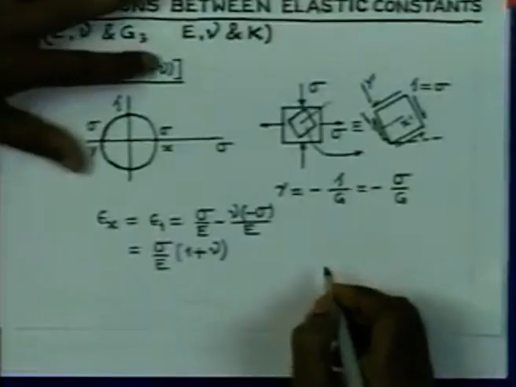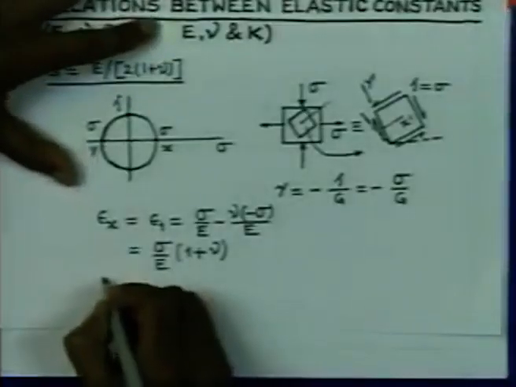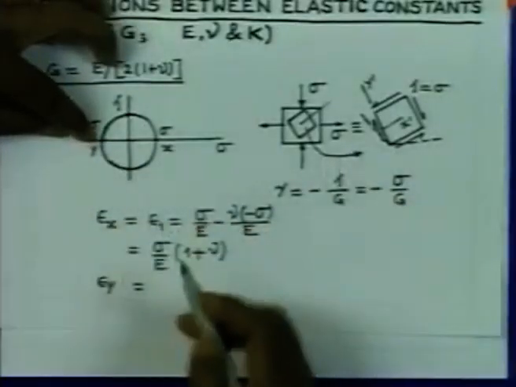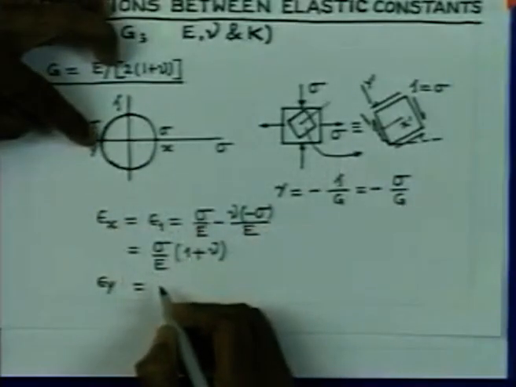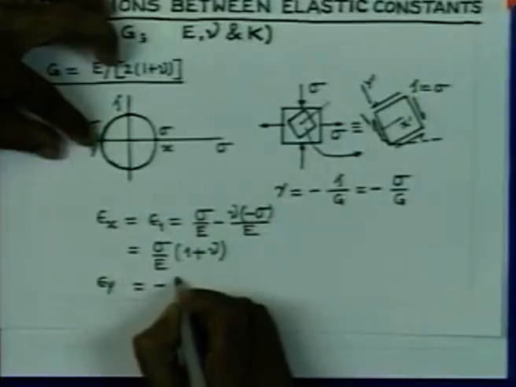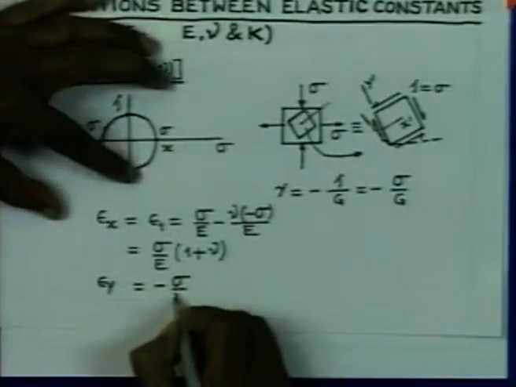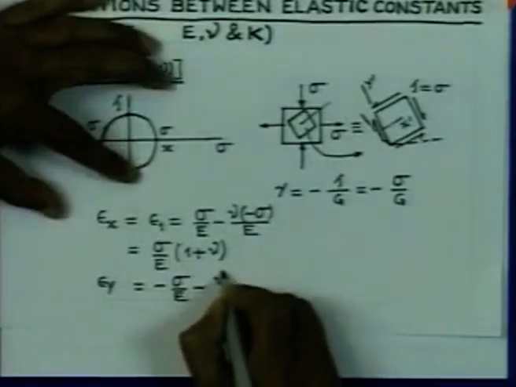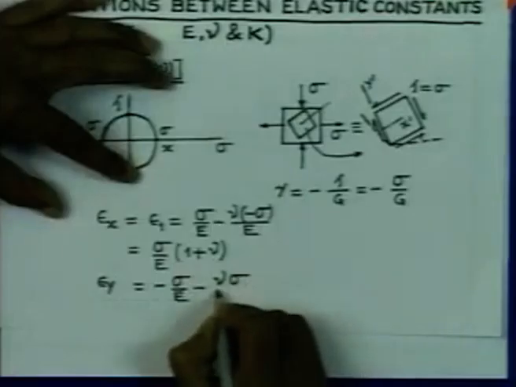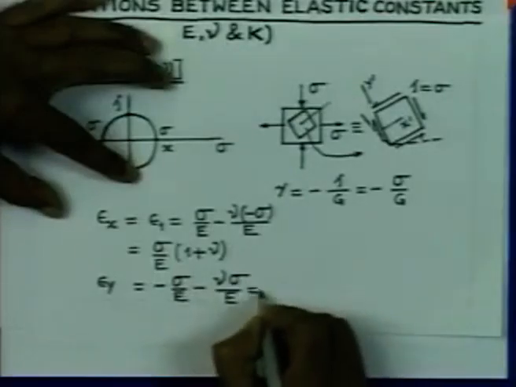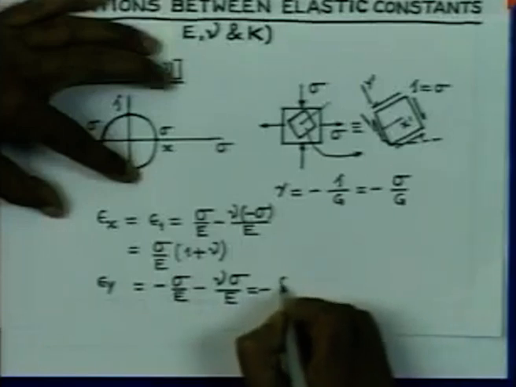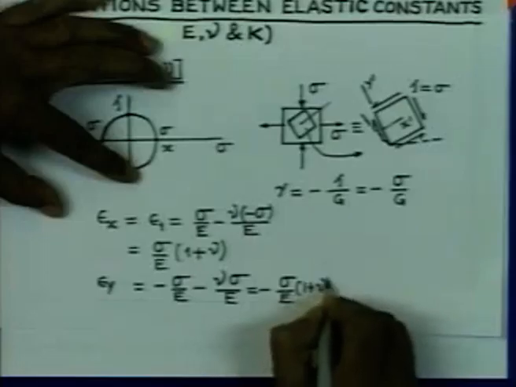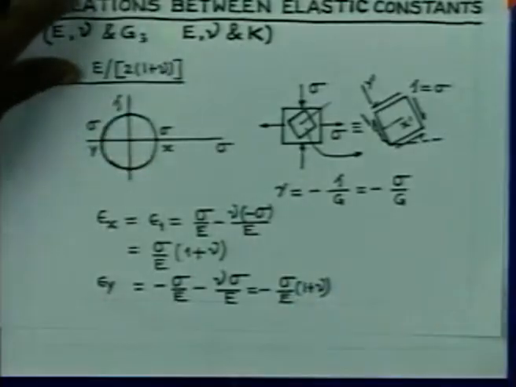Similarly, if I calculate the strain in the y direction, which is the minimum principal stress direction, sigma y is minus sigma. So, minus sigma by E minus nu times sigma x, which is sigma, therefore this is nothing but minus sigma by E into 1 plus nu. So, these are the two strains.